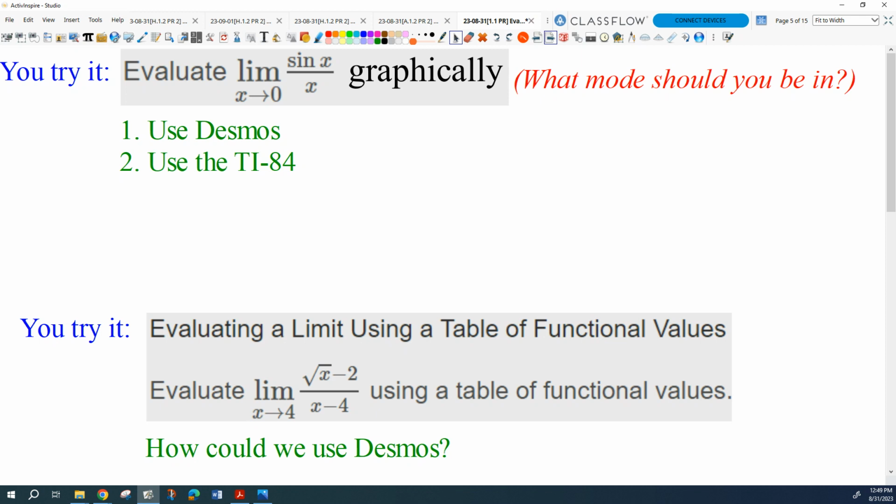Try this. So I want you guys to use Desmos to try to tell me what this limit is. What's the limit of sine x over x as x approaches 0? And right now, remember, the only methods we have for evaluating limits are we can evaluate them graphically, using graphs, or we could use tables. Let's do this one graphically.